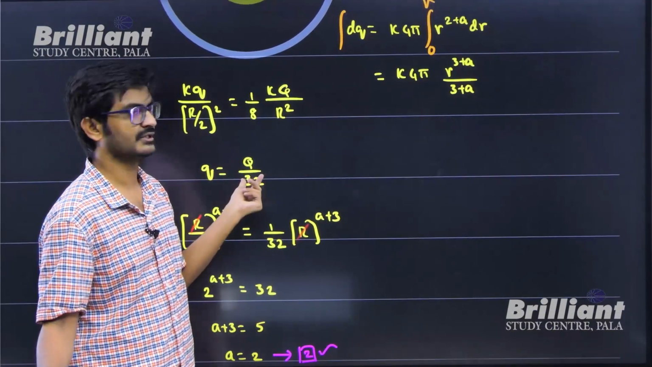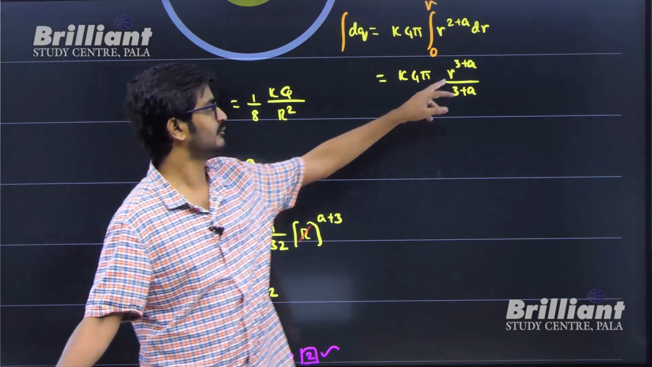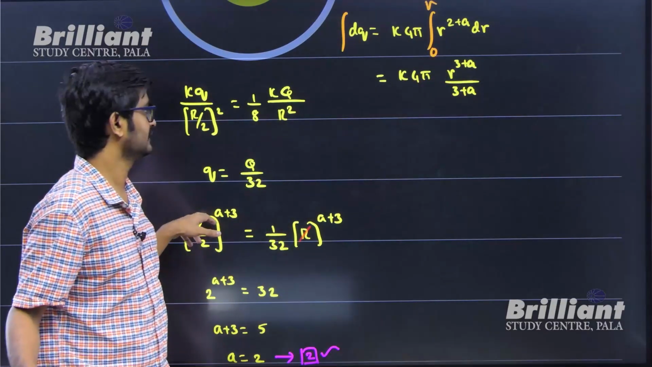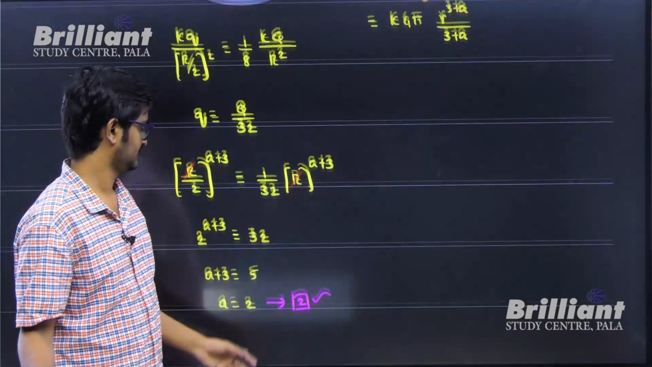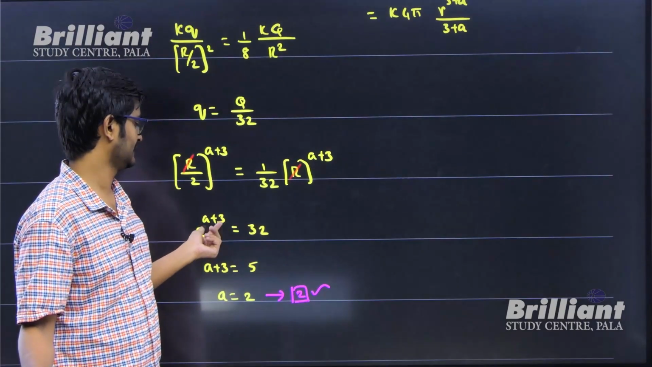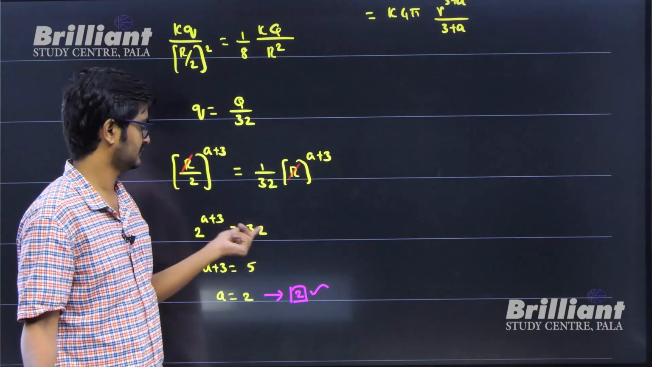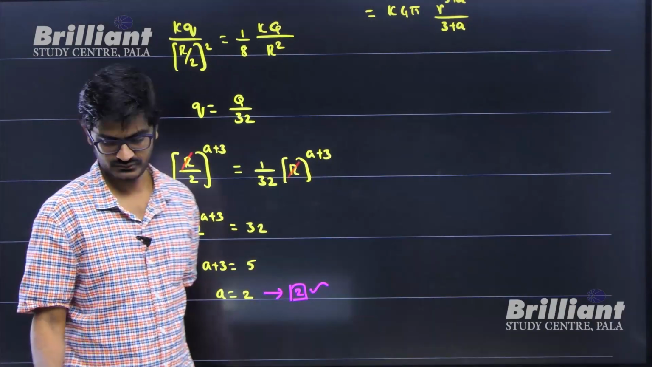So small q and capital Q I need to substitute. For small q, I will be putting this as r by 2 and I will be substituting. For capital Q, I will be putting this as capital R and I will be substituting. And yeah, then you will be ending up here, right? So this is 2 power 5, A equals 2.